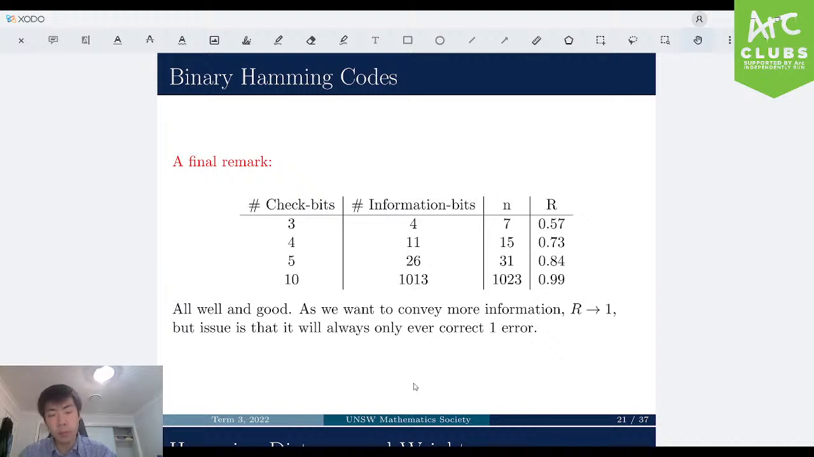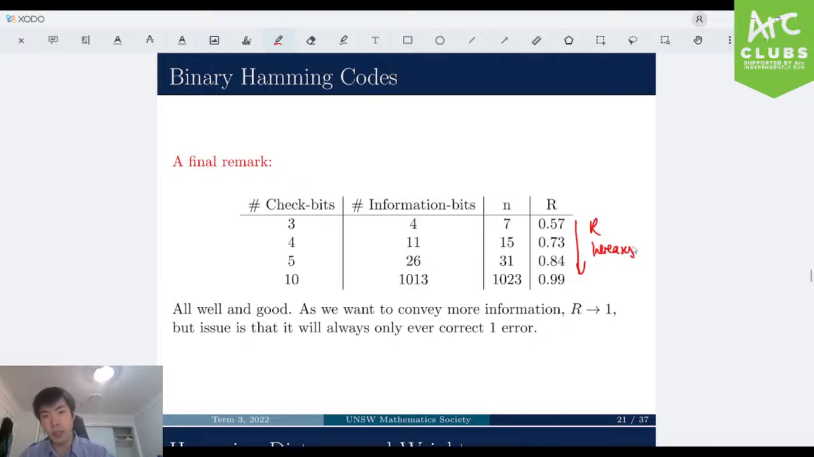we looked at earlier. As you can see, as you increase the number of information bits, the number of check bits also increases, but it increases much slower than the amount of information that you can convey, which actually makes it pretty good. Because that means as you increase the amount of information you want to send, the efficiency of a code goes up. Clearly, as you go down, R increases.